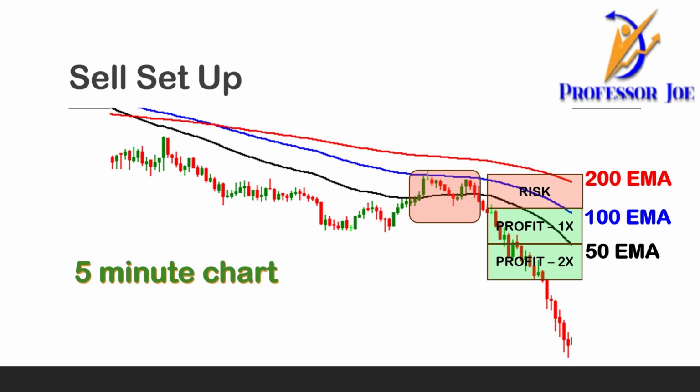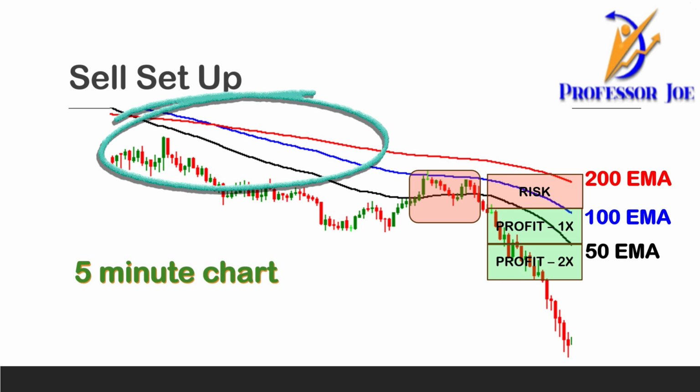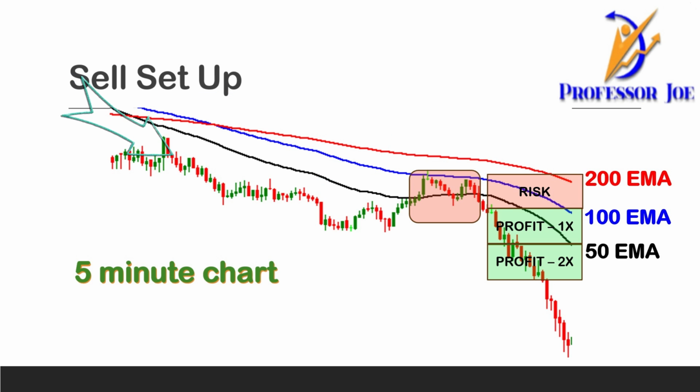Like you can see on this setup, after the crossover over here, the 50 EMA, the 100 EMA, and the 200 EMA are well split. After that, the price has come below the 50 EMA and then retraces back. It touches the 50 EMA and then touches the 100 EMA and does not go towards the 200 EMA.